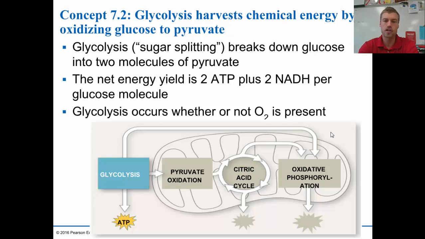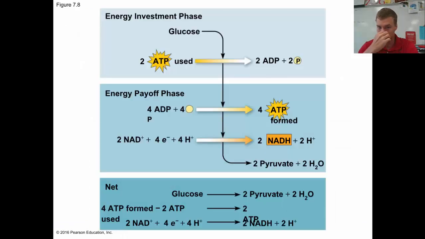Glycolysis is sugar splitting, so we're taking a glucose molecule and breaking it into 2 molecules of pyruvate. The net energy yield is going to be 2 ATP plus 2 NADH, and again, those NADH are going to be very important. That's where we're going to be making a lot more ATP in oxidative phosphorylation. Glycolysis will occur whether or not oxygen is present. It is something that happens all the time.